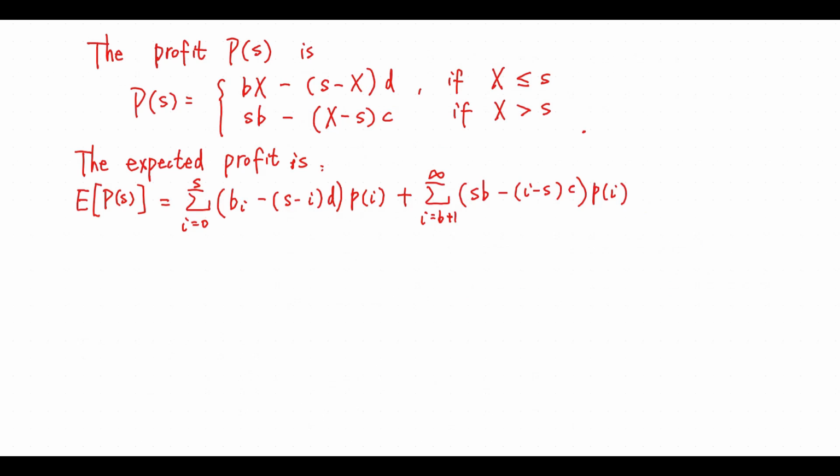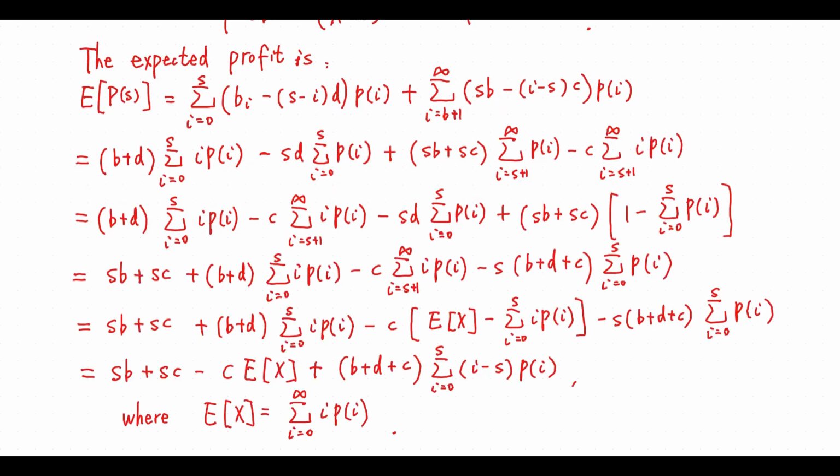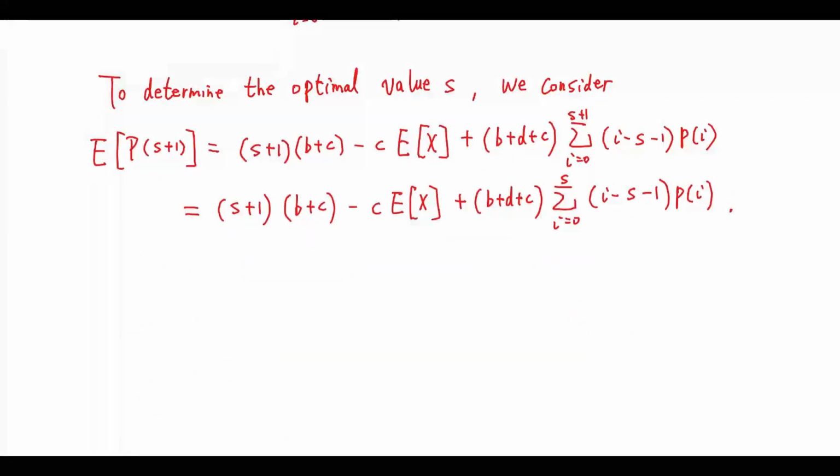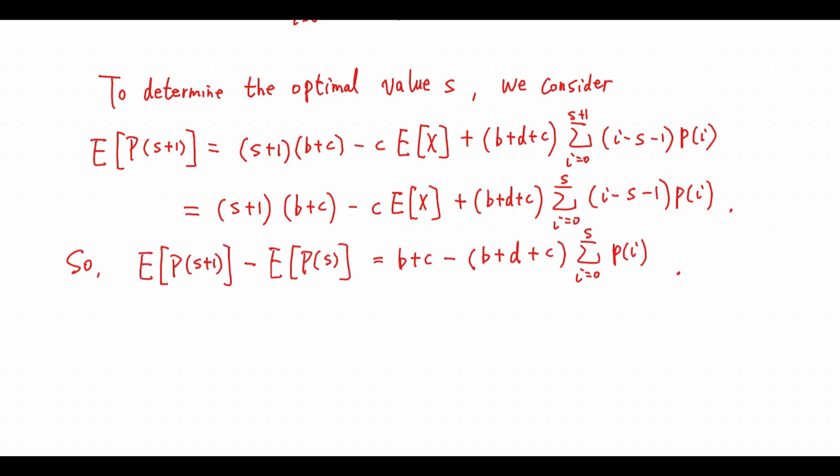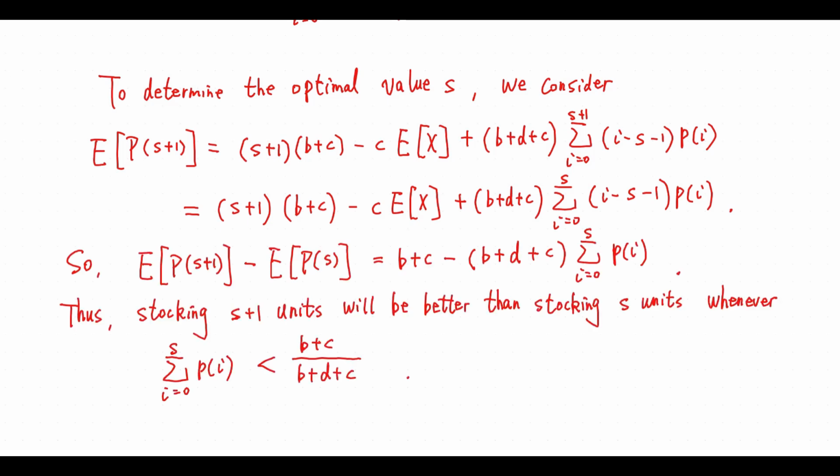So the expected profit E[P(S)] is given by this one. The expected profit E[P(S)] equals this one. To determine the optimal value S, we consider E[P(S+1)] given by this one. This gives this one. From this one, we see that stocking S plus 1 units will be better than stocking S units whenever this inequality holds.